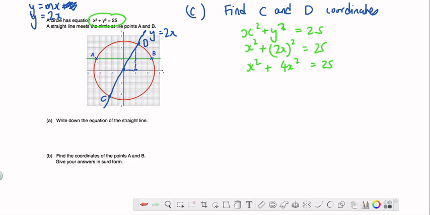Right, so let's simplify this a bit further. Just stick a 1 there to help you. 1x squared add 4x squared. Well, 1 add 4 is 5, isn't it? 5x squared. Remember, we're not timesing here. So that's 5x squared is equal to 25.